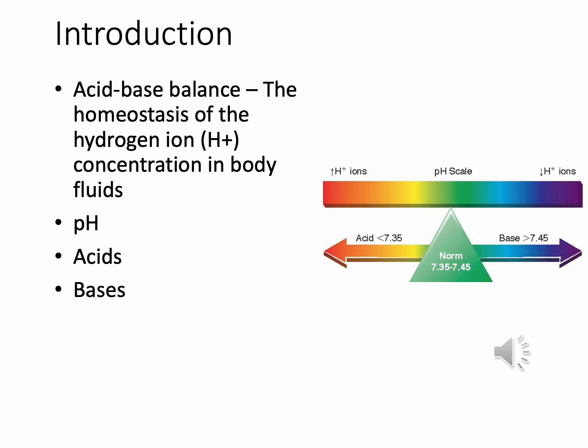Acid-base balance refers to the homeostasis of the hydrogen ion concentration in body fluids. The way that it is measured is called the pH scale. Body fluids are further classified as acids or bases according to their hydrogen ion concentration. As the hydrogen ion concentration increases, the pH level goes down, indicating that the person is in acidosis. As the hydrogen ion concentration decreases, the pH level increases, indicating that the person is in alkalosis.